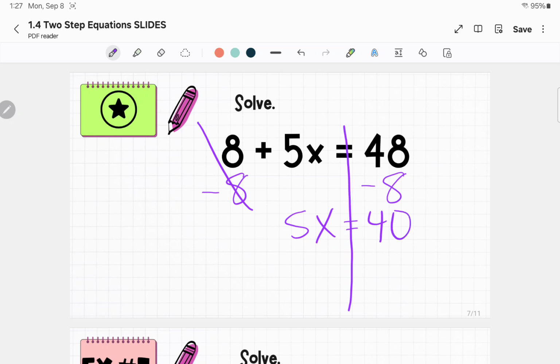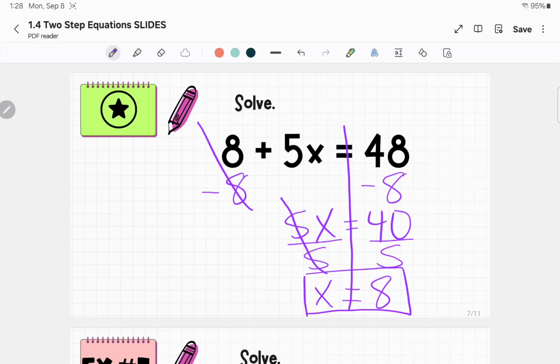And now my last step is this is saying 5 times x. So the opposite or the inverse operation is dividing by 5. So I do that to both sides. I cancel those 5's out. I get x on the left, and 40 divided by 5 is 8. So I am done. My answer is x equals 8.